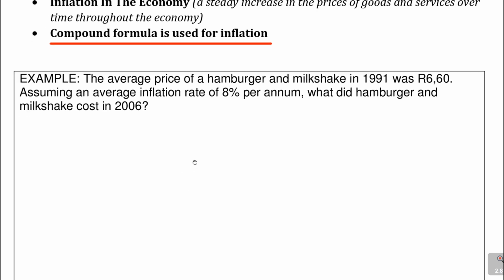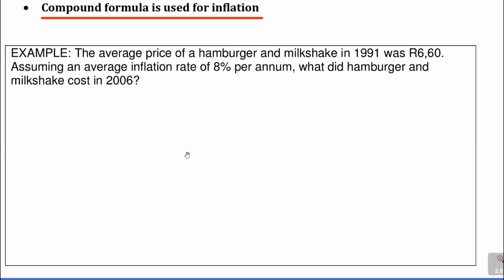Alright, look at this. The average price of a hamburger and milkshake in 1991 was 6.60 Rand. Assuming an average inflation rate of 8% per annum, what did the hamburger and milkshake cost in 2006? Remember, what did they say? We use what? The compound interest formula. A is equal to P(1 + i) to the power of n.